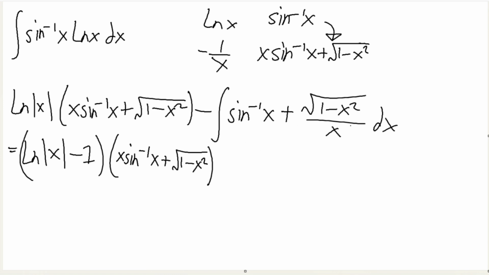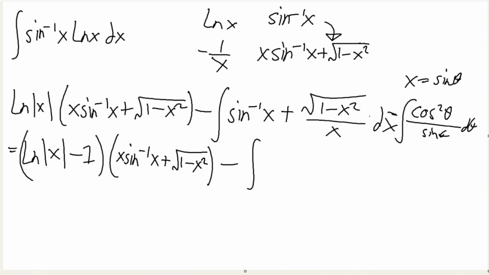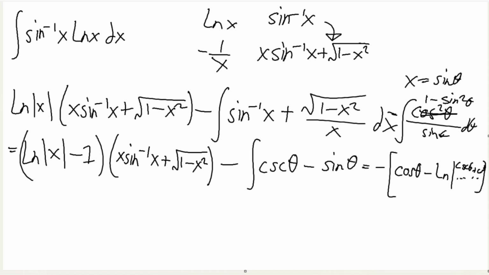Okay. But here we do trig sub, right? Let x equal sine theta. And this becomes cosine square theta over sine theta d theta. Right? So now this portion here becomes 1 minus sine square. So now we have cosecant theta minus sine theta. And we have this negative, so I'm just distributing it. This is annoying.